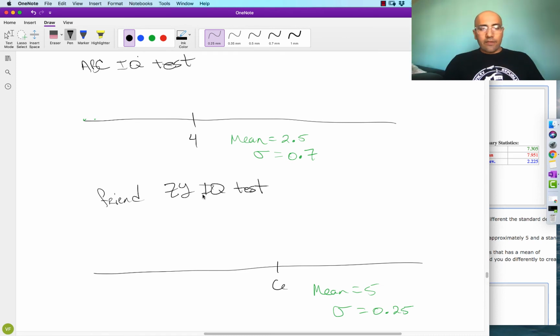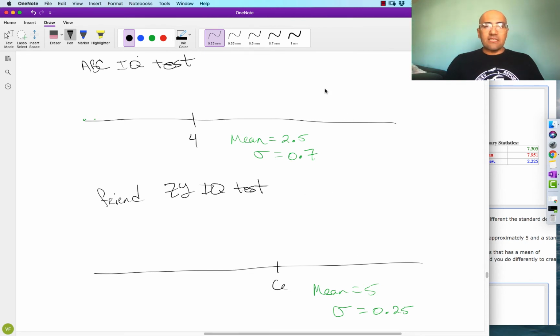So in the context of an IQ test, we would expect large numbers to mean that you did well. So we both did better than the mean, but who beat who? Who's got more bragging rights? Me with a 4 in this distribution or him with the 6 in this distribution?